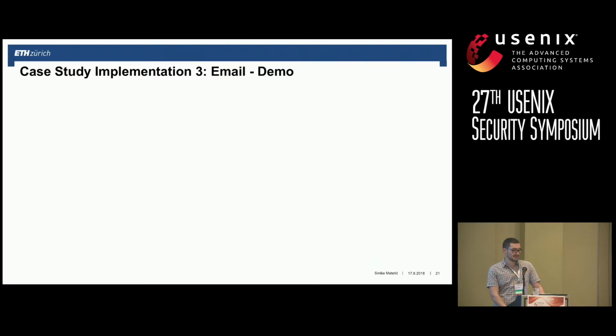Another implemented example that we did is email. So imagine you want to delegate access to your email to your personal assistant, but you really don't want him or her to see emails from your wife or from any other friends or whatsoever.